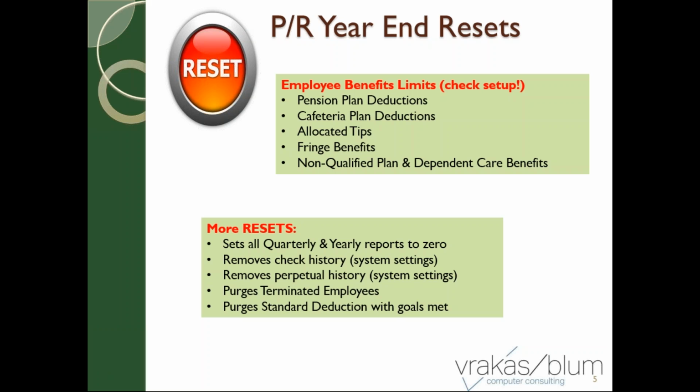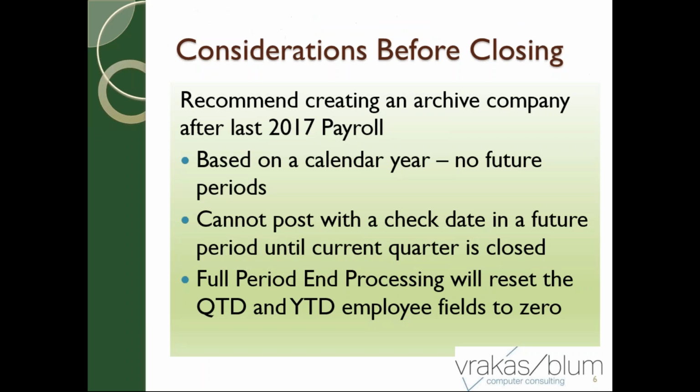Your check history is removed. Your perpetual history is removed. And this is all based on your system settings, of course, how many years you are retaining, and if you have perpetual history turned on. Your terminated employees are purged based on those settings and setup, and the standard deduction with goals are, if they're met, purged as well. So it's very important to go into your payroll setup. There's payroll options, there's deduction code maintenance, earnings code maintenance. All those menus will need to be reviewed before you press that process period end for the year.